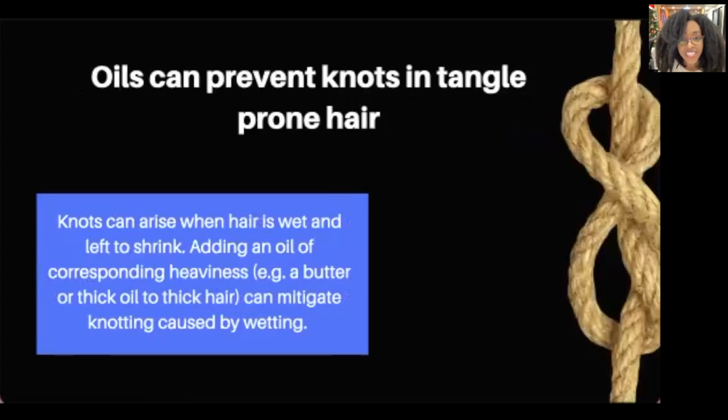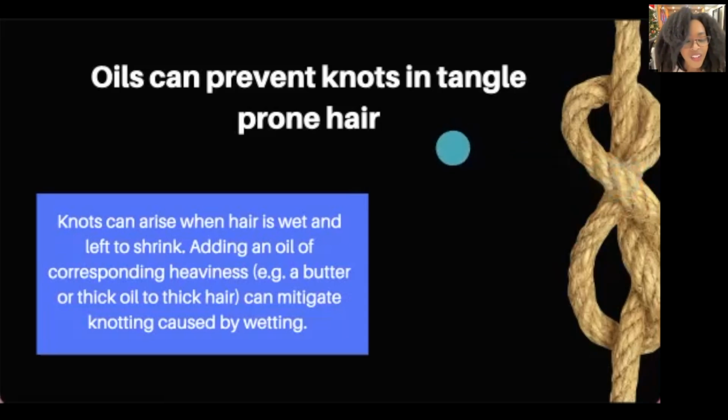In my personal experience, wetting my hair and leaving it to dry can leave it to form knots. And I believe this has two main causes. One is that when your hair is wet, the cuticles lift, and this allows your hairs to catch on each other and form little snags and knots. And the other is that when your hair is wet, your hair will also shrink and coil round itself and form knots in that way.